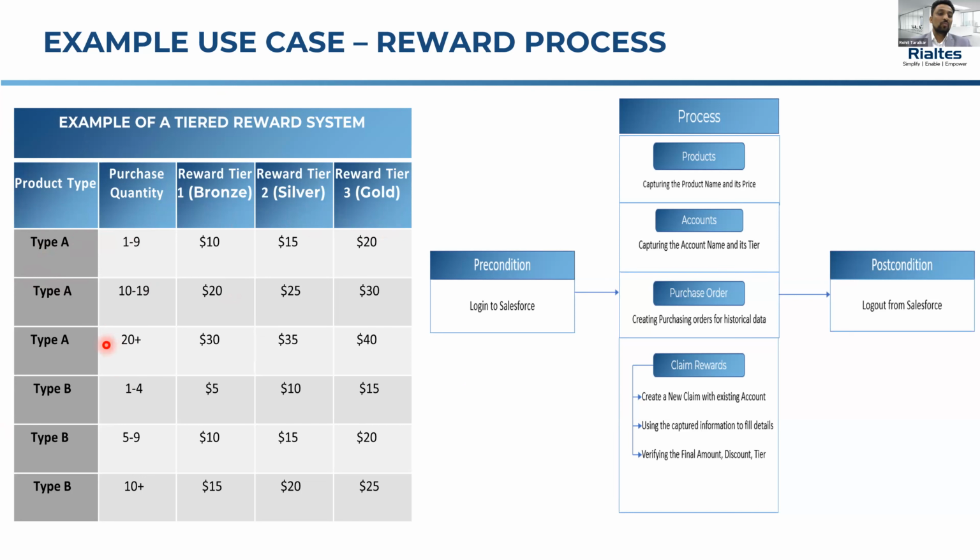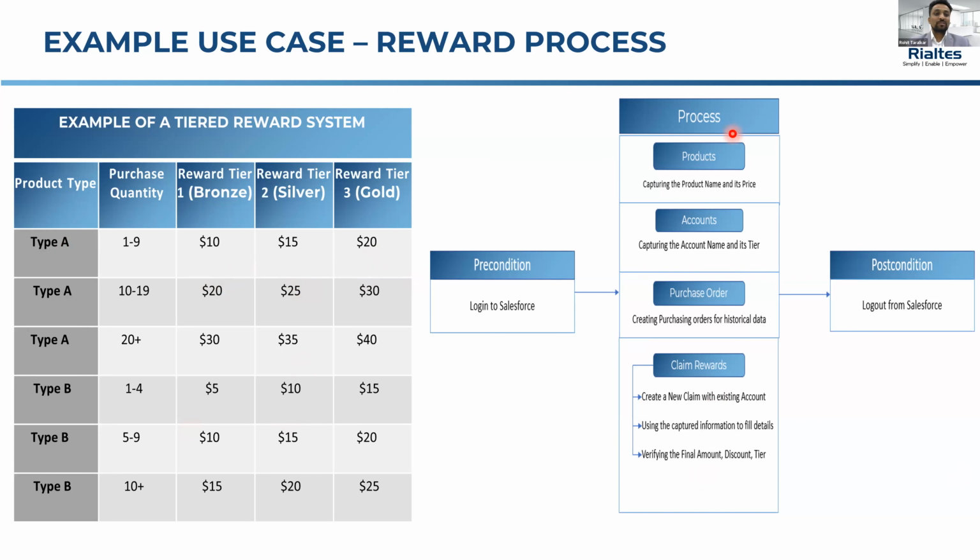Here I have taken two product examples, type A and type B. You can see that there are multiple conditions here. In type A, if the purchase quantity is 1 to 9, then in the bronze tier it will give a $10 reward, in silver 15, in gold 20. All these conditions are covered in the verification scenarios, which I'm going to show you later.